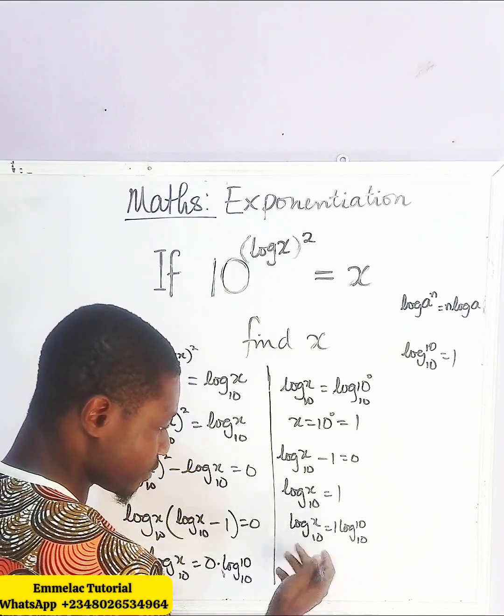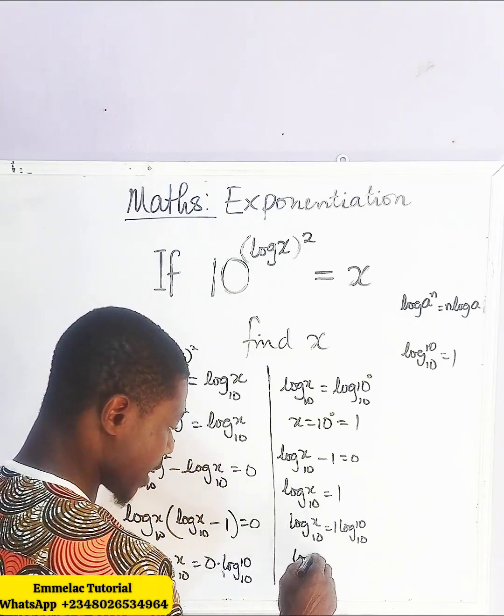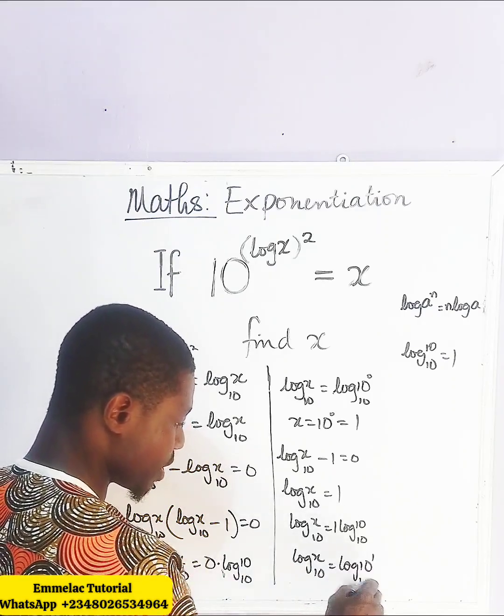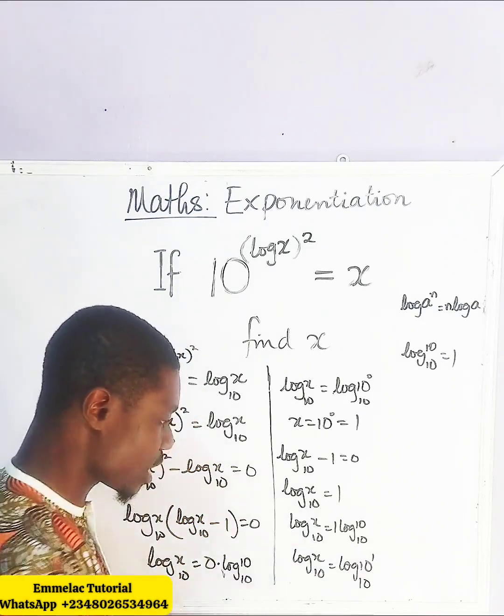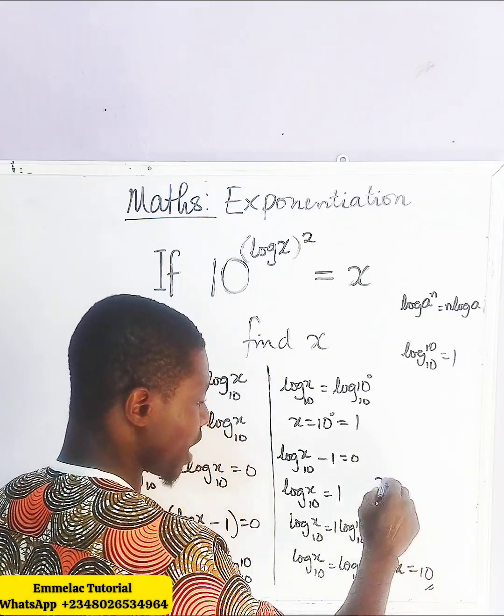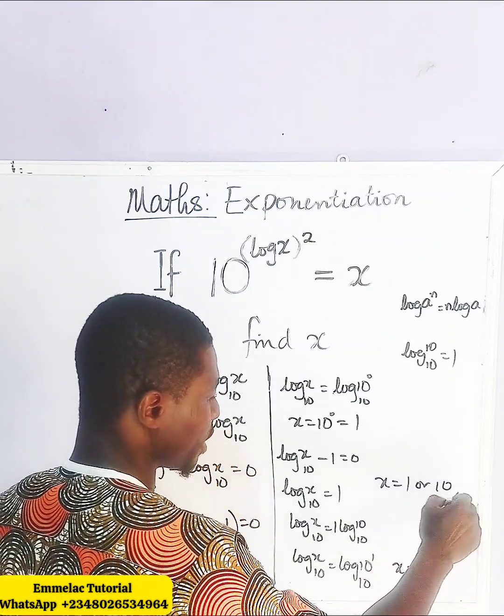So at this point, log x base 10 will now be log 10 raised to the power of 1, base 10. By comparison, we can now say here that x equals 10. So x equals 1 or 10.